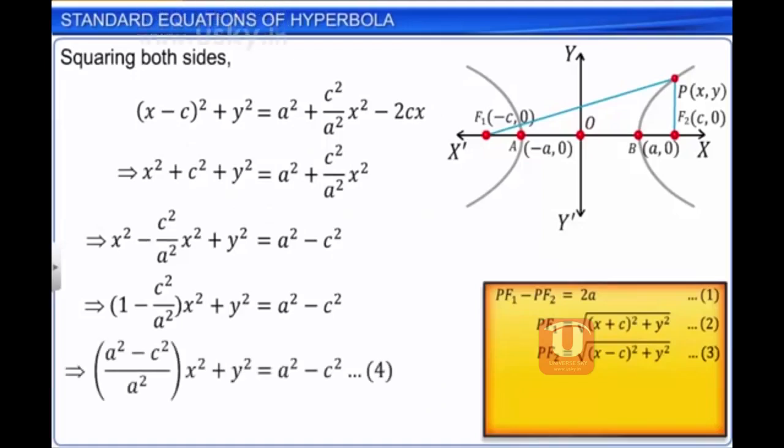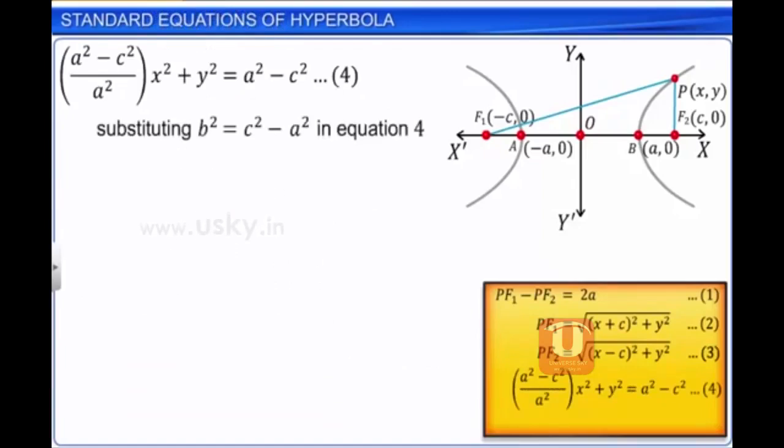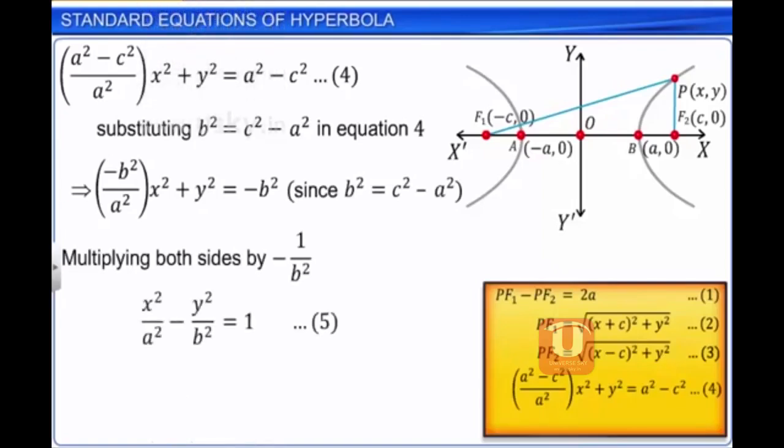Substituting the value of a square minus c square as minus b square in equation 4 and simplifying further, we get x squared upon a square minus y squared upon b square is equal to 1. We can say that equation 5 represents the given hyperbola if the coordinates of point P as derived from this equation satisfy the geometrical condition PF1 minus PF2 is equal to 2a. From equation 5, we get y square is equal to b square into x square upon a square minus 1.